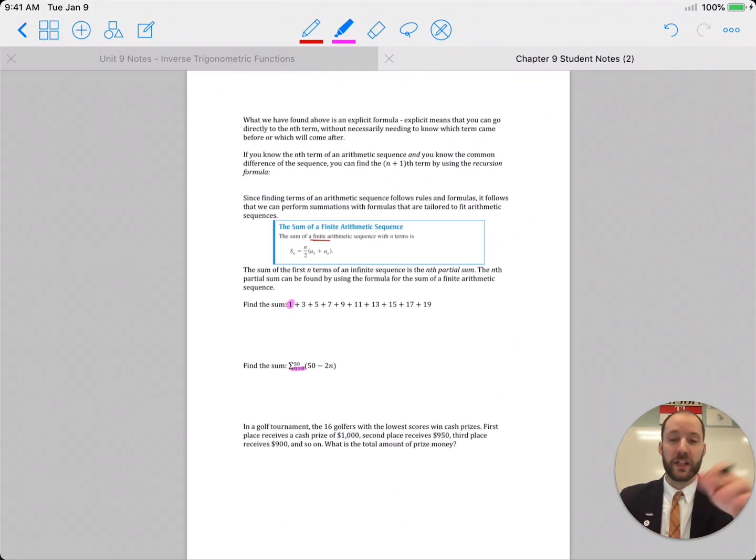So take a look at this page and the example on the previous page that I didn't do. Check your work with my completed notes online.